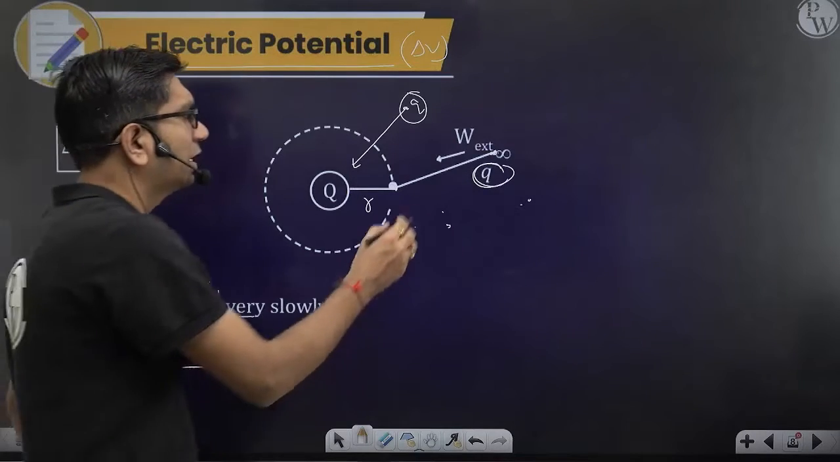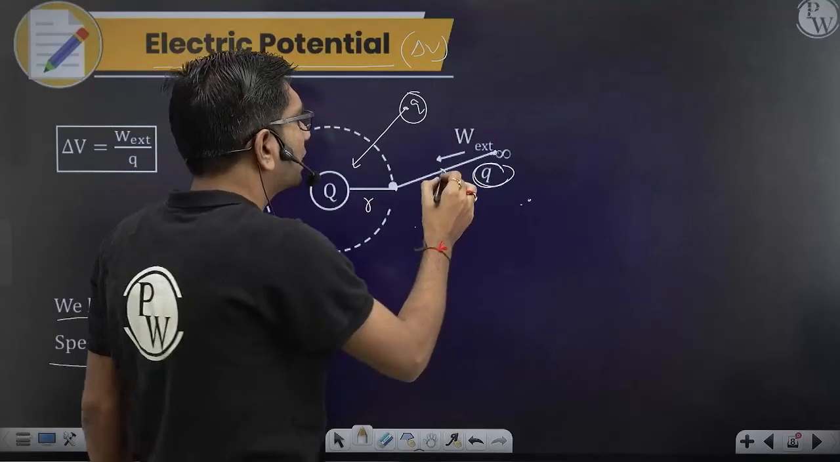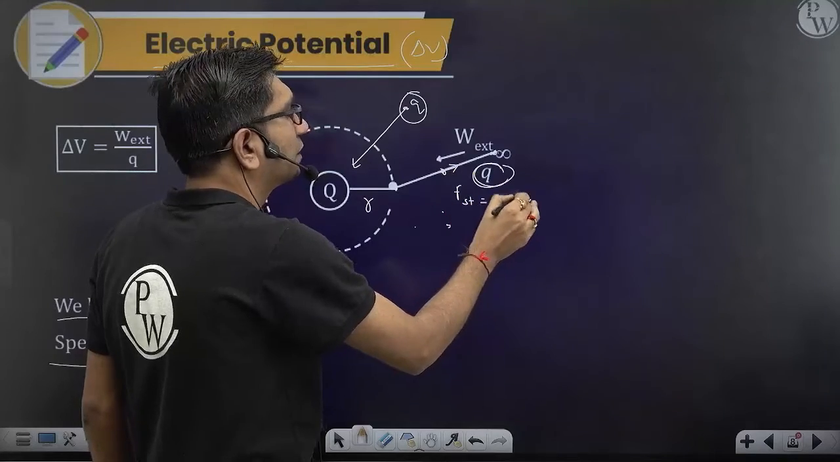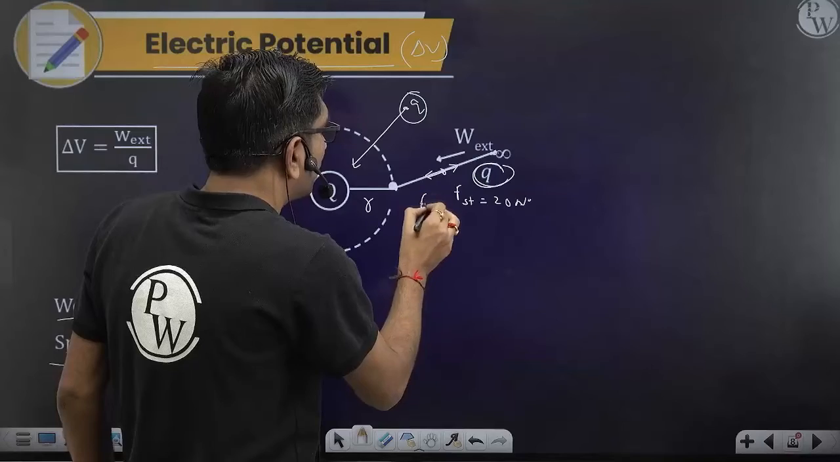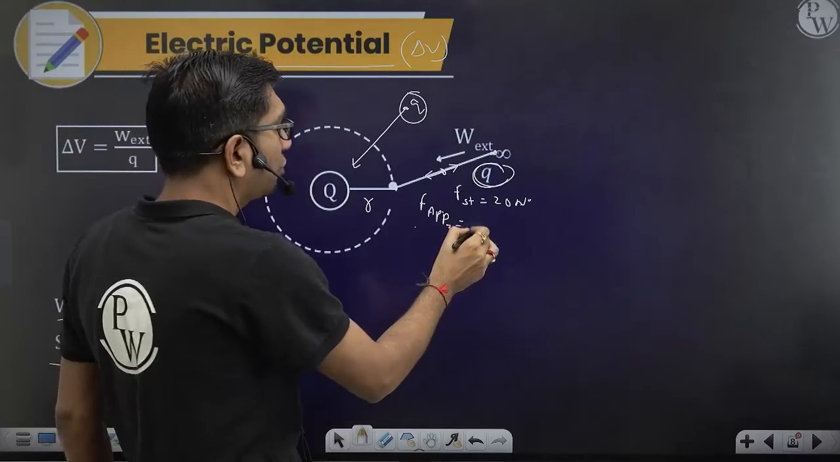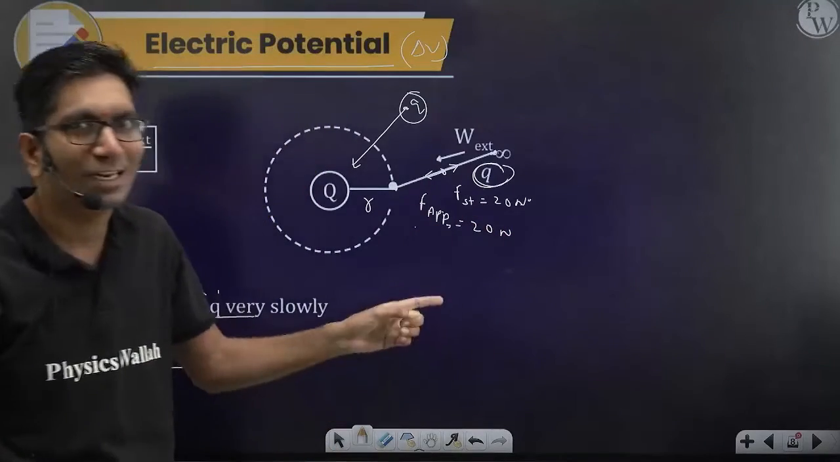Now let us assume that at this point the charge is being pushed in this direction. Let us assume the electrostatic force is 20 newtons. How much external force do you have to apply in this direction? Only 20 newtons you have to apply. 20 minus 20 gets cancelled, so its speed remains constant, beta.